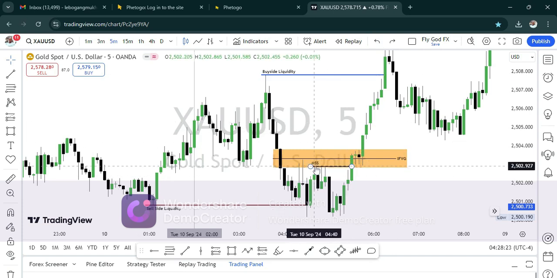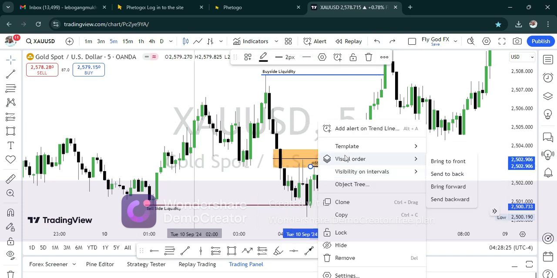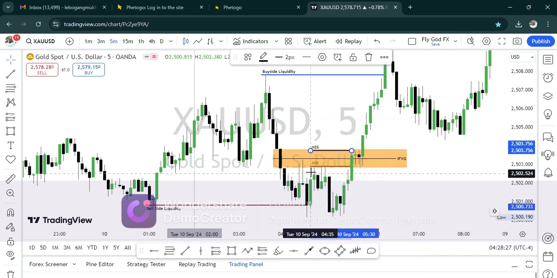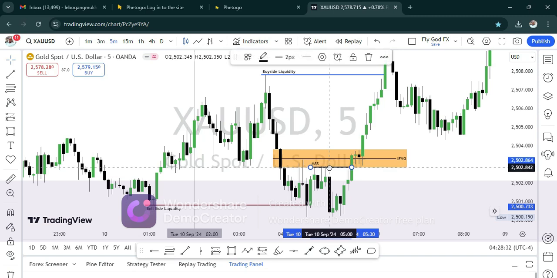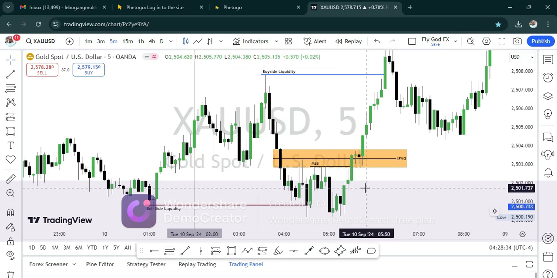let's return it. This is a shift in the structure, so we need to put it here. I don't know why I've moved it. Yeah, so this is a shift in market structure. It shows that price is going up.